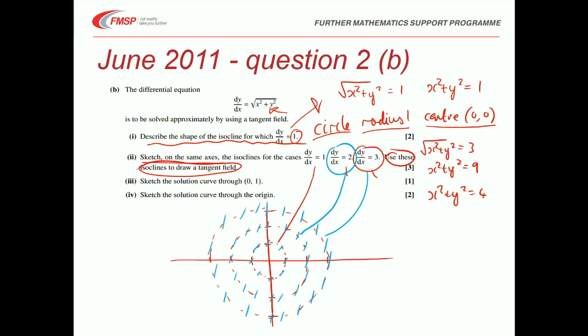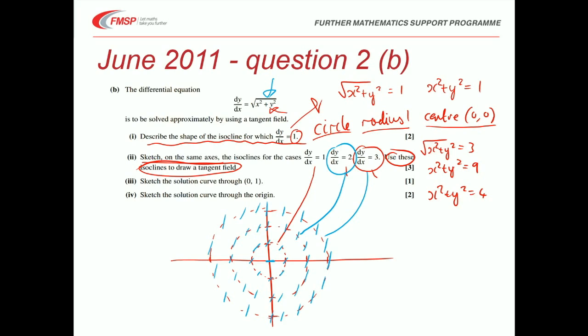Well, if you put 0, 0 into this, you're going to get a gradient of 0. So there's definitely a degenerate gradient in the middle. It is 0. It is flat, right in the middle. But that's probably going to get you the 3 marks for drawing the tangent field. You could fill in some other gaps if you wanted to, but I'm certain that they would give you the 3 marks for drawing all the little tangent lines on the isoclines that you've done.